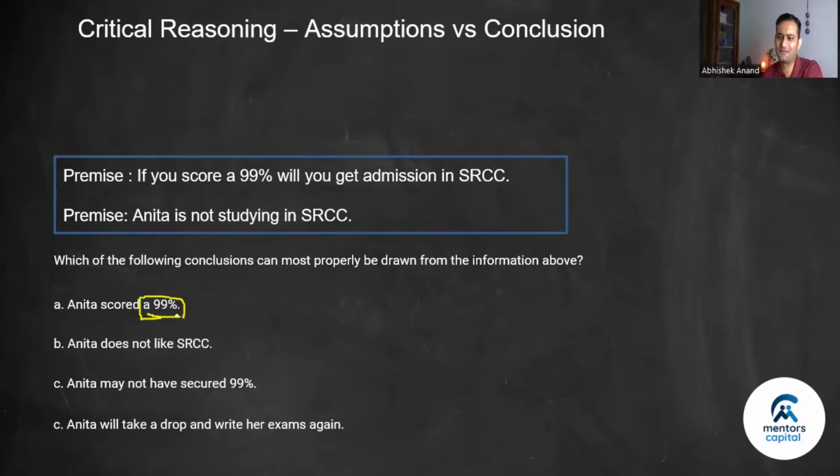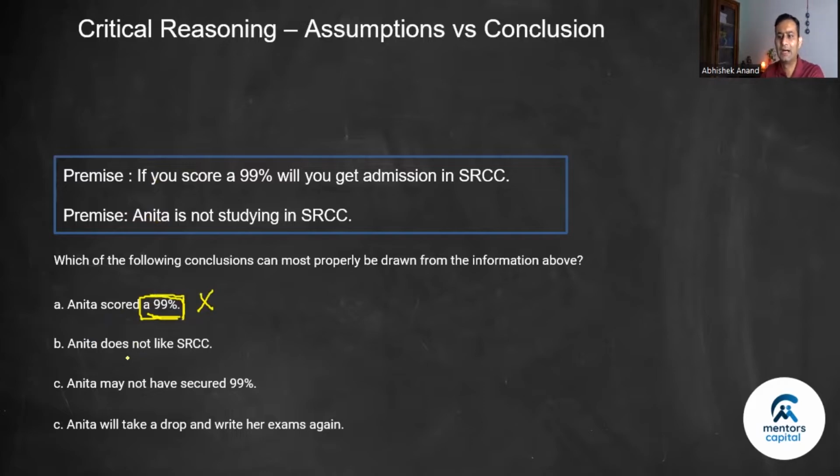Maybe, maybe not. If she had got 99%, she may still choose not to study in SRCC, possible. But from these two facts, I don't know. Maybe Anita got 99%, but she's studying in St. Stephen's or some other college. She's pursuing law. So this is gone because I cannot validate this.